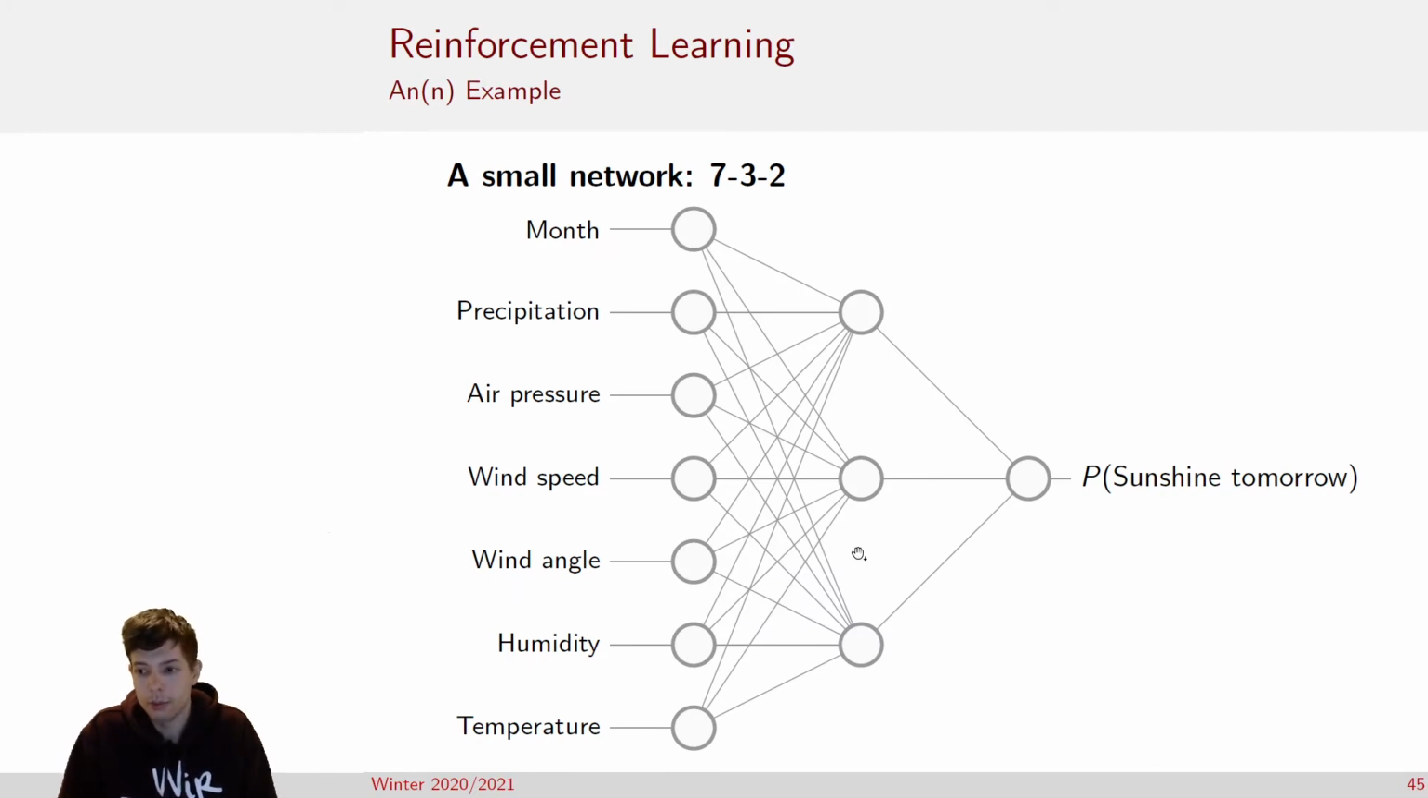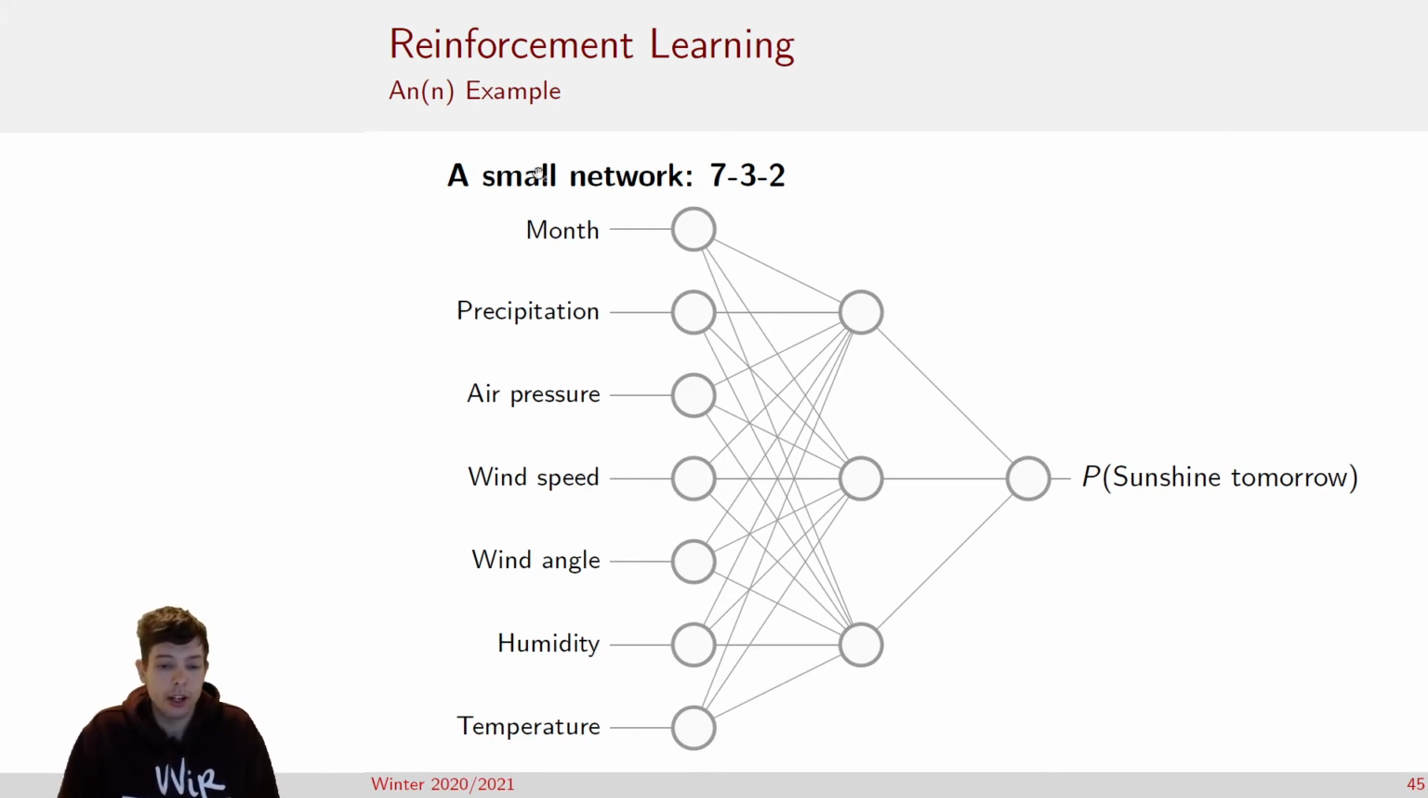Let's have a look at two examples. One example is a very small network where we want to make a forecast whether or not the sun is going to shine tomorrow or whether the weather is so cloudy that you won't see the sun at all.